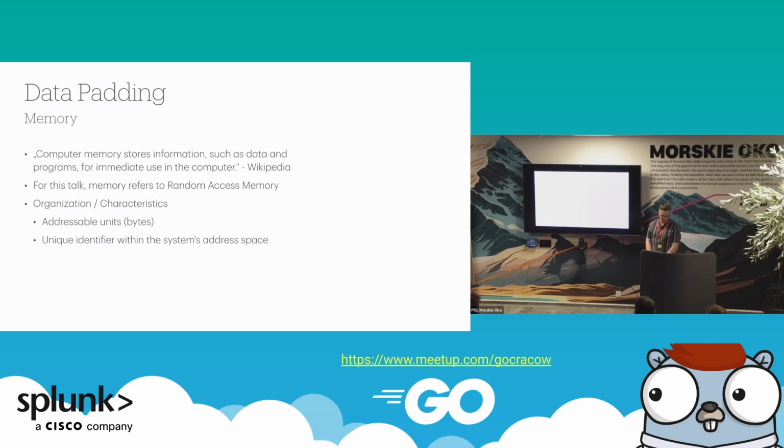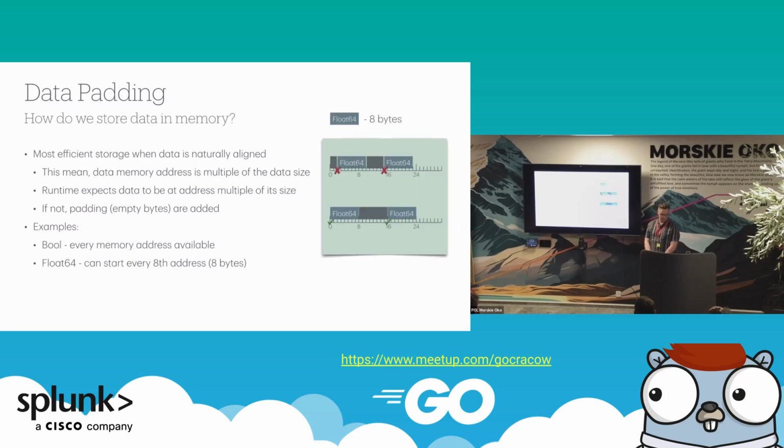So let's start with data padding. A computer stores memory, such as data and functions, for immediate use. This is the quote from Wikipedia. For this talk, when I talk about memory, I mean random access memory. The two characteristics important for this talk are that the memory has addressable units that store bytes, and each memory address is unique within the address space.